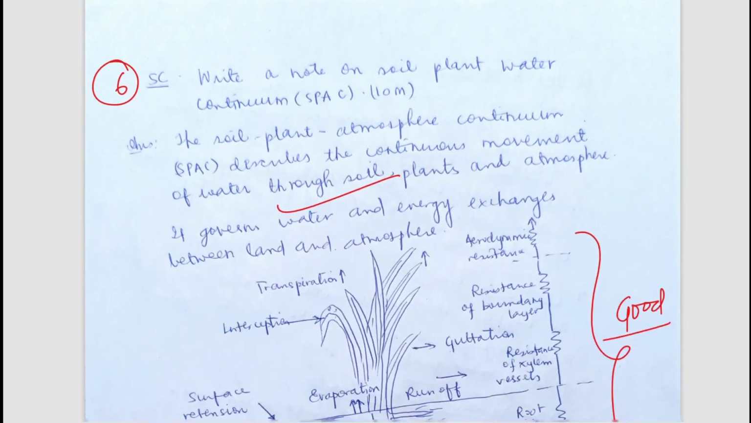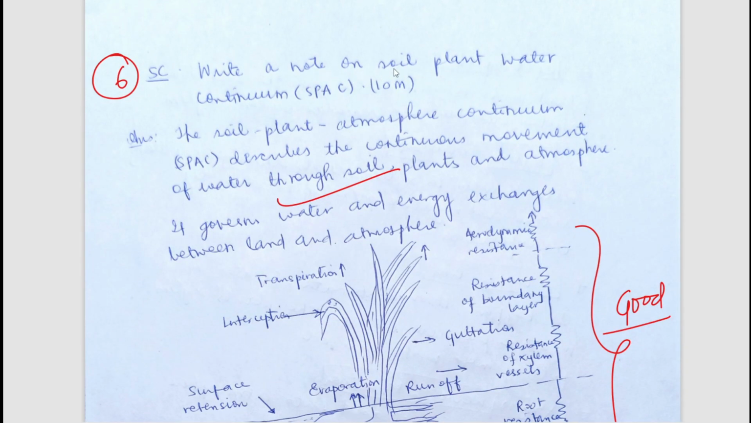Now we'll move to the next question, and this is the last question of the full test. Write a note on the soil plant water continuum. That is SPAC. So what is SPAC? It describes the continuous movement of water through soil, plants, and atmosphere.